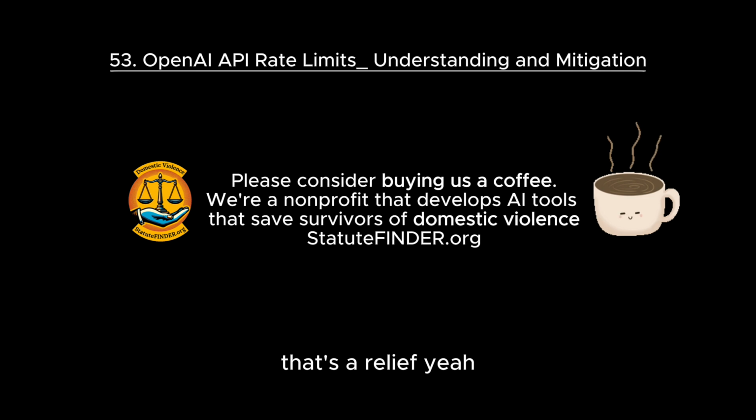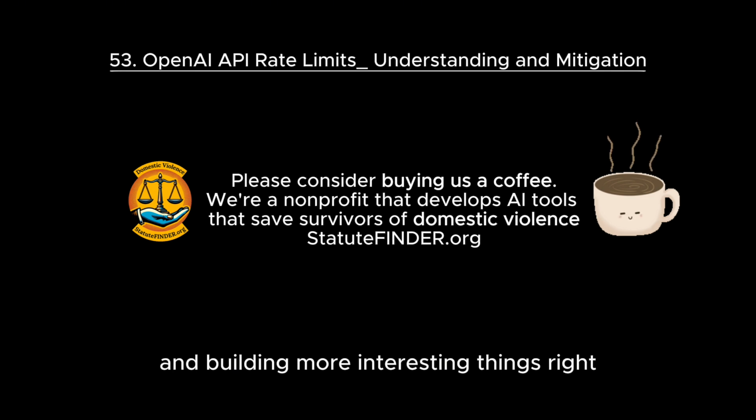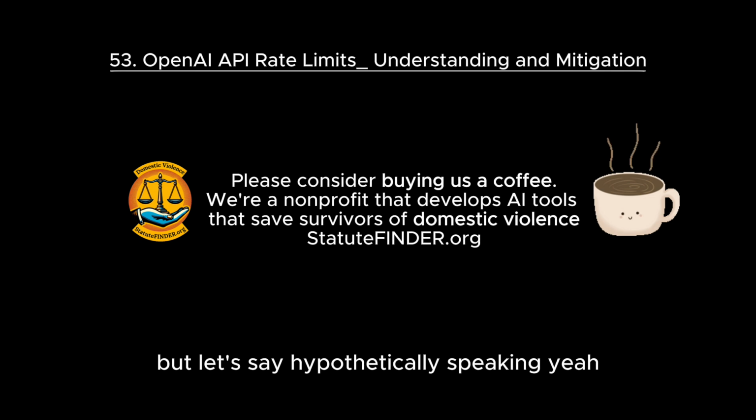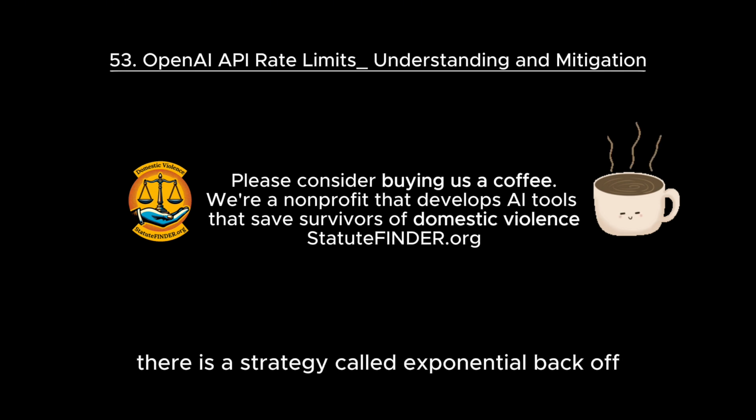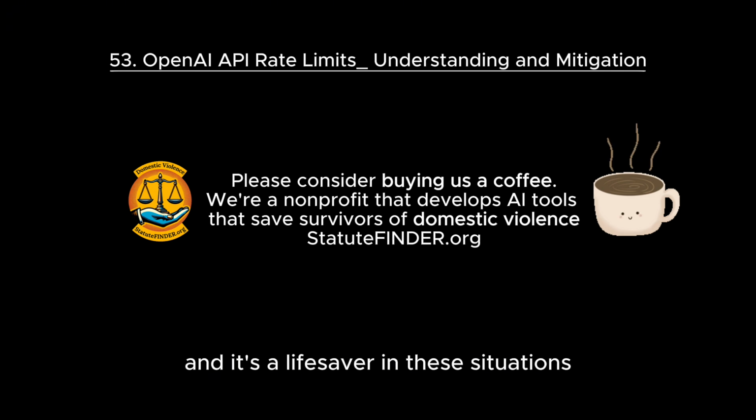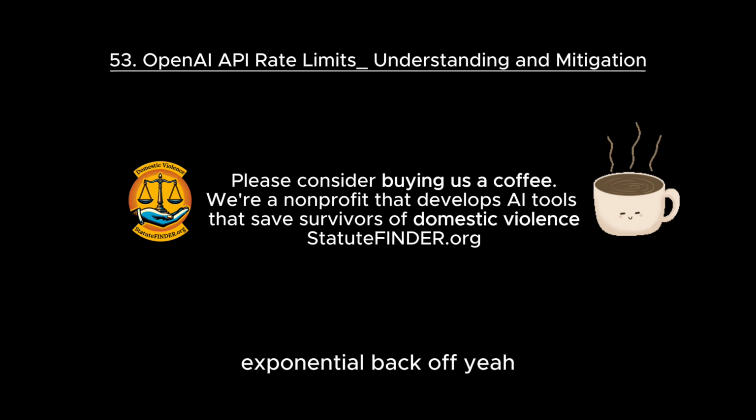Okay, that's a relief. So it's not like I'm going to hit a wall as soon as I start experimenting and building more interesting things. Right. But let's say, hypothetically speaking, I do hit a rate limit. Does my app just grind to a halt? Not necessarily. There's a strategy called exponential backoff, and it's a lifesaver in these situations. Exponential backoff. That sounds pretty intense. What's the idea behind it?